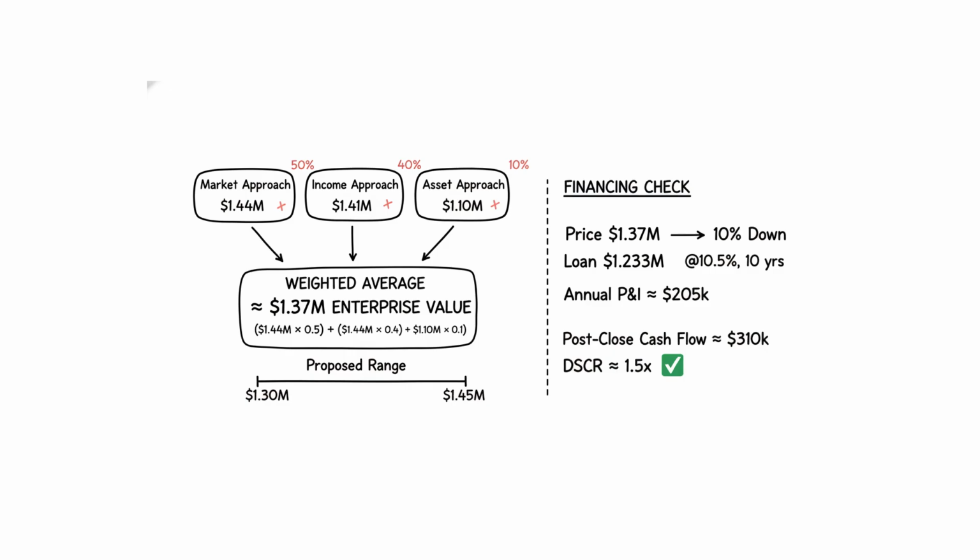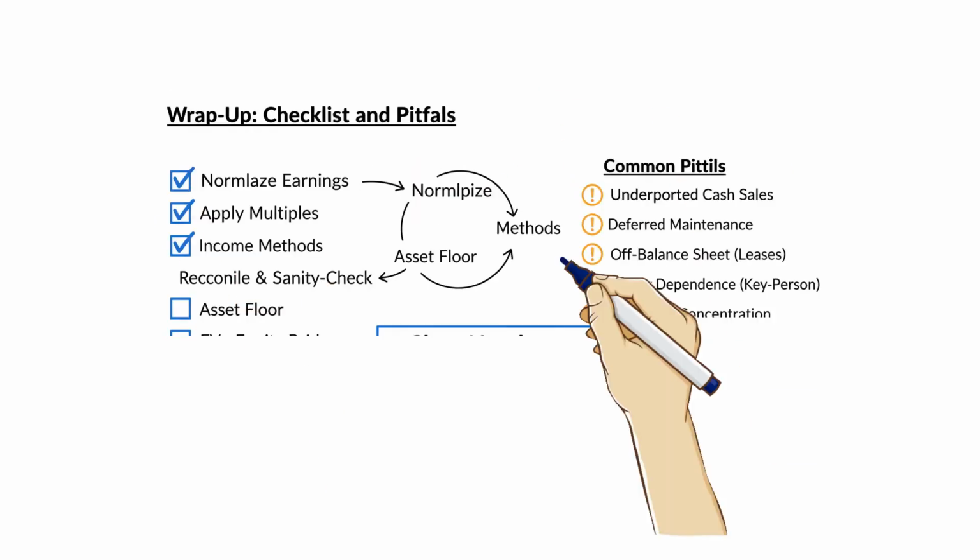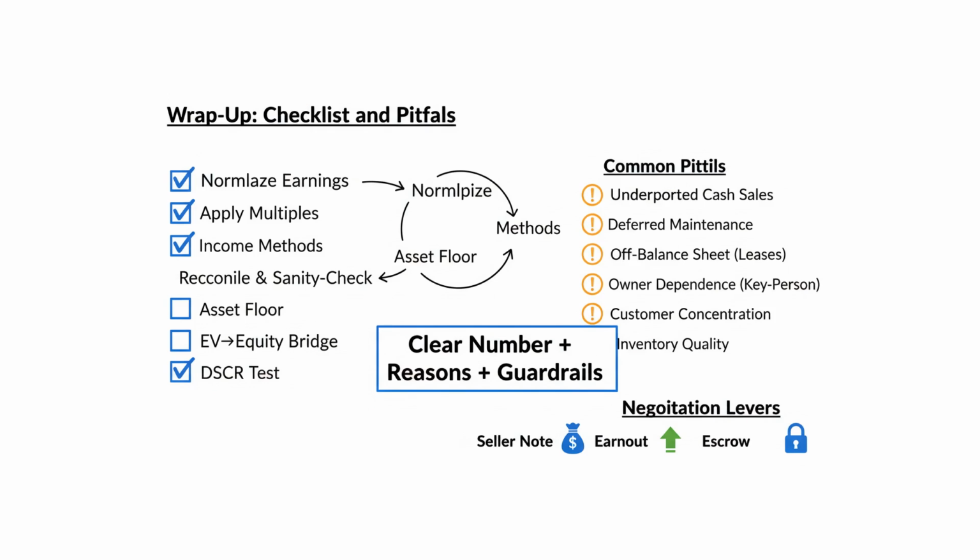You can value nearly any small business in minutes by following this sequence. Normalize earnings, apply multiple and income methods, then reconcile and sanity check. Package your work with a one-page summary: assumptions, normalized earnings build, chosen multiple and comps, income method inputs, cap rate and growth, asset floor, EV to equity bridge, working capital peg, and DSCR test.